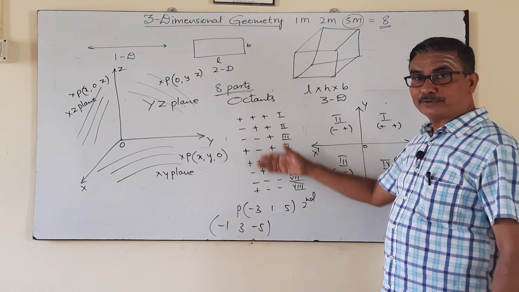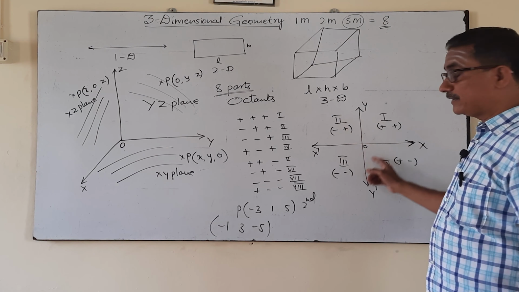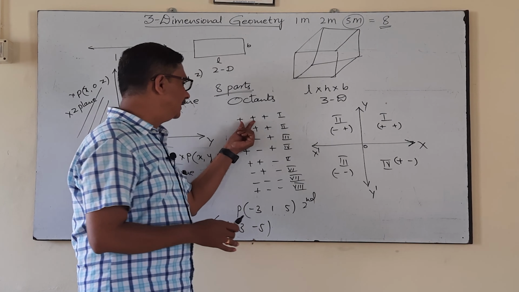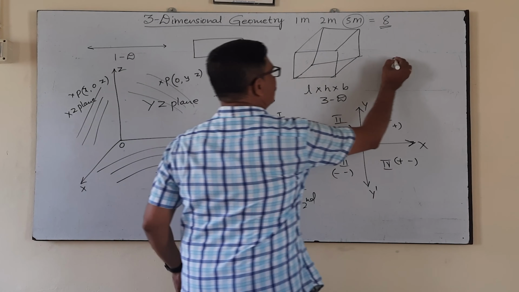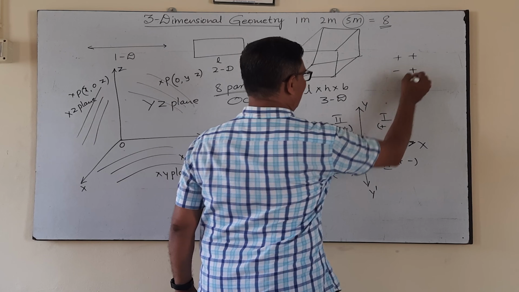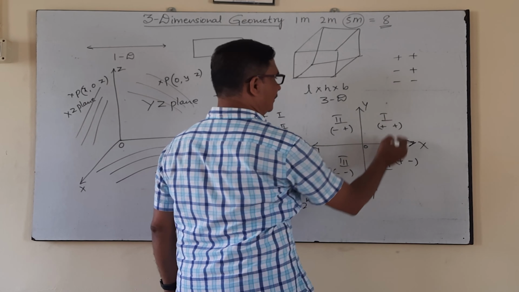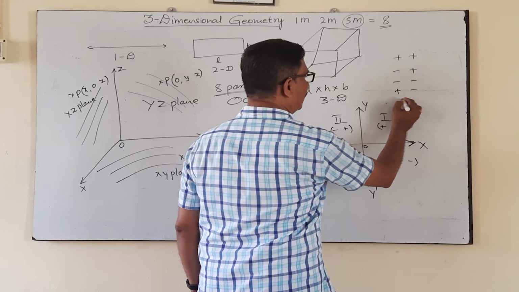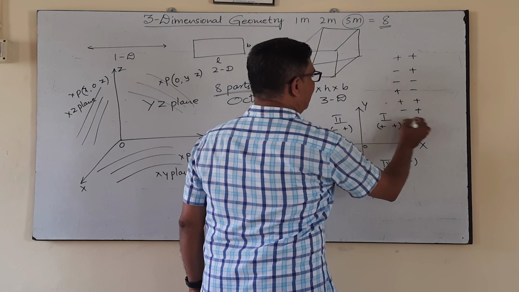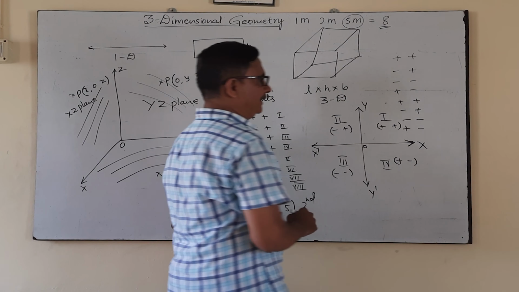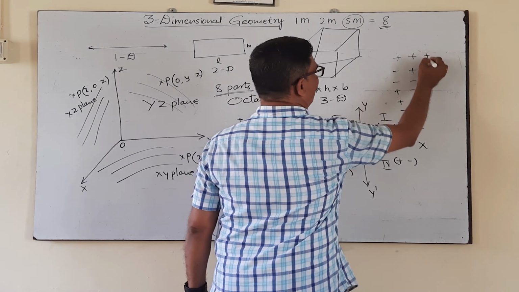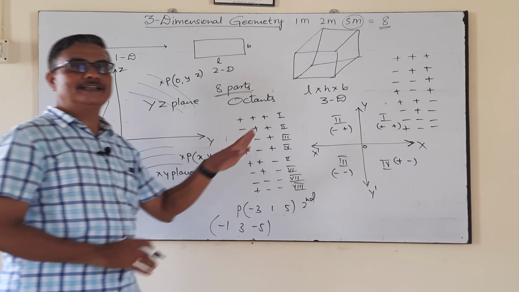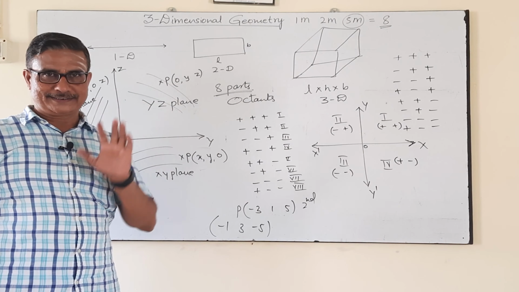Remember, how to write the 8 octants? As you know, 2 axes divide the plane into 4 parts. Those 4 parts you know: positive, positive; then negative, positive; then negative, negative; then positive, negative. Write these 4, then copy the same 4 with minus: minus, minus, plus, minus. The first 4 are positive sign, another 4 are negative sign. This is the sign of the octants.